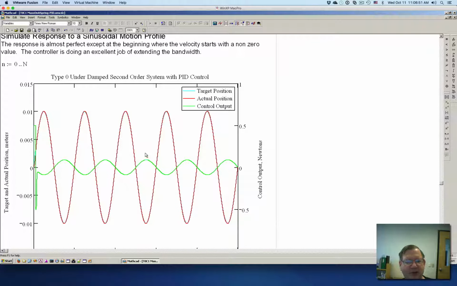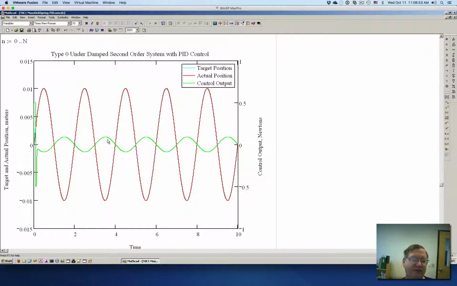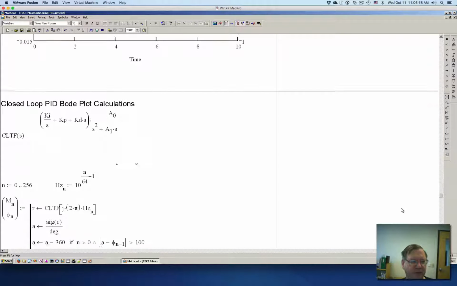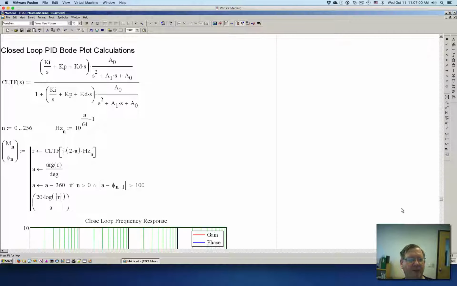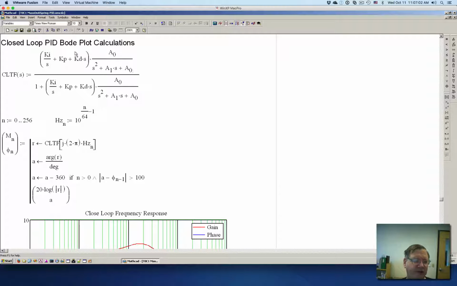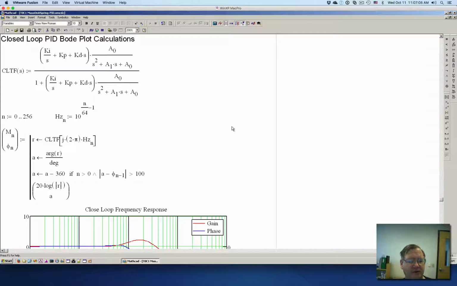So that's something to think about. So this would go up much higher. So let's look at the Bode plot. I've got my closed loop Bode plot, and this is the transfer function from above.